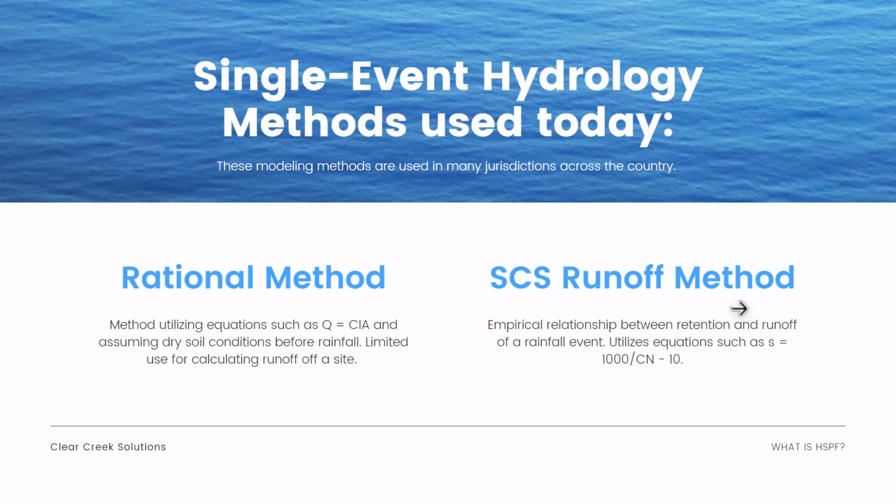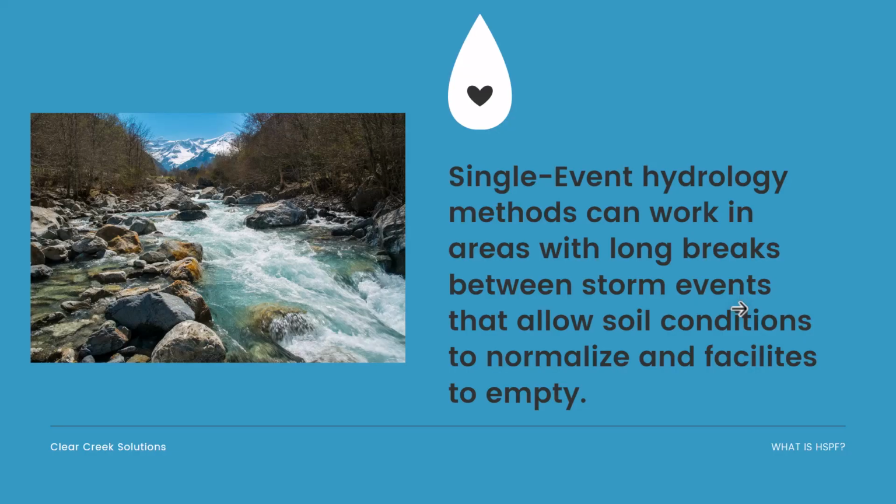But there's a lot of assumptions that go into something like the rational method. Just like the SCS runoff method, which is an empirical relationship between retention and runoff of a rainfall event, it utilizes equations such as S = 1000 / CN - 10. So single event hydrology methods can work in areas with long breaks between storm events that allow soil conditions to normalize and facilities to empty.